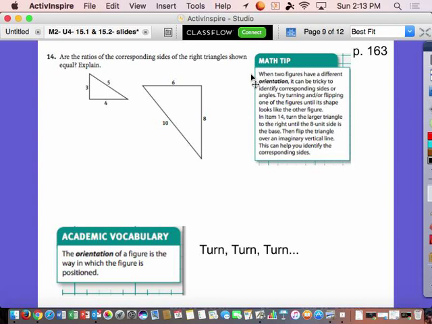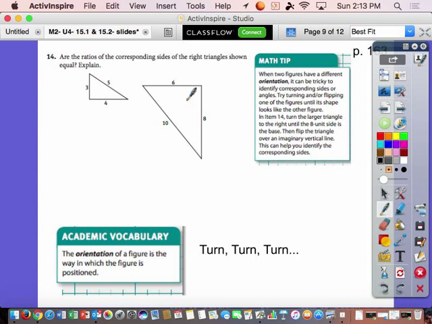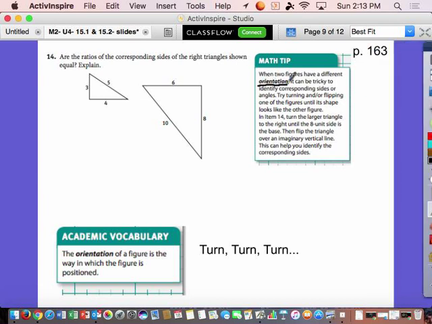Well, let's look at page 163. Just kind of briefly, they try and throw you off in our book all the time. It says, are the ratios of these corresponding sides to the right triangle shown to be equal? And explain. Are they or are they not? Yeah, I think they are. Let's prove it, though. I put this orientation slide in here. You might want to put a star by it in your book there.